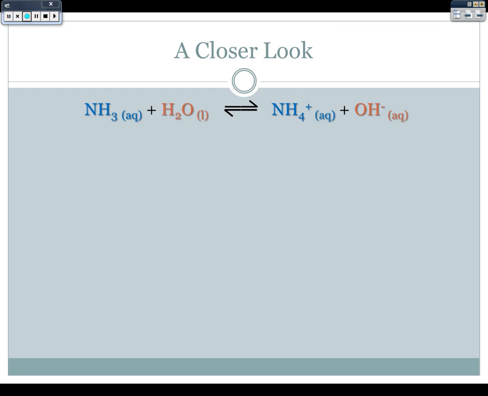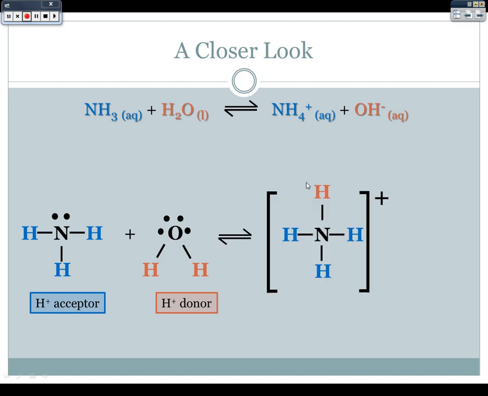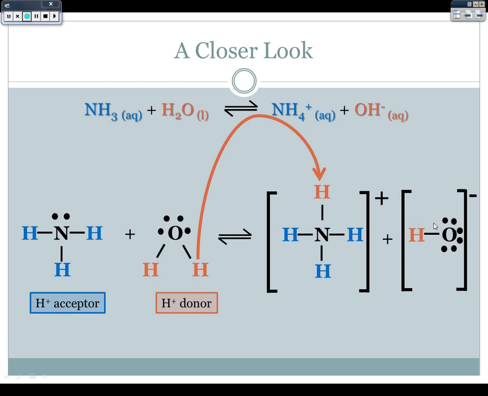Okay? So if we look at this again, let's take a closer look and draw out the compounds. So you've got N with 3 H's and O with 2 hydrogens. And we know that this one will accept another hydrogen, and this one would be willing to donate a hydrogen. This is going to then become NH4+, where this hydrogen went on to this nitrogen and created ammonium, and then was left with the OH minus. So you can kind of see where the transfer was.